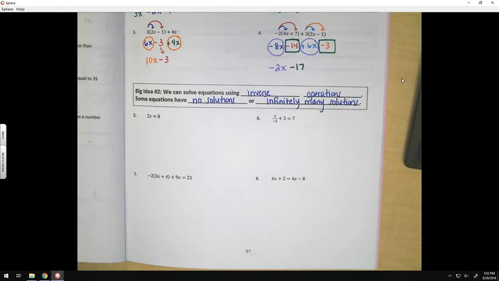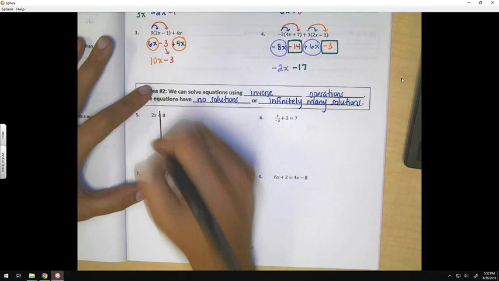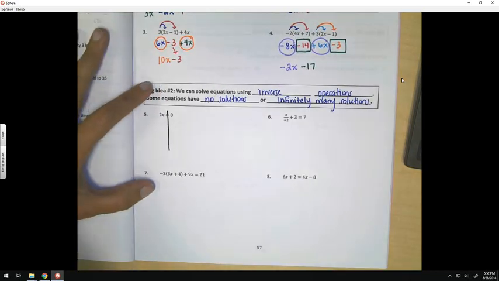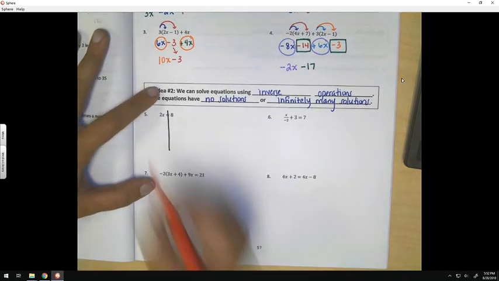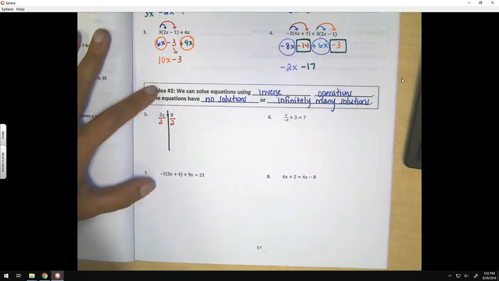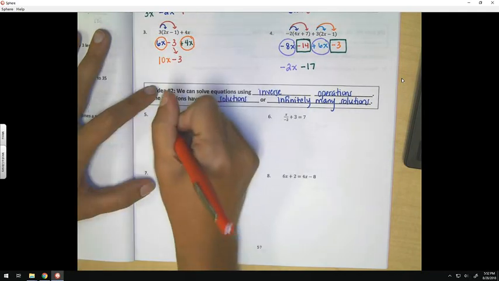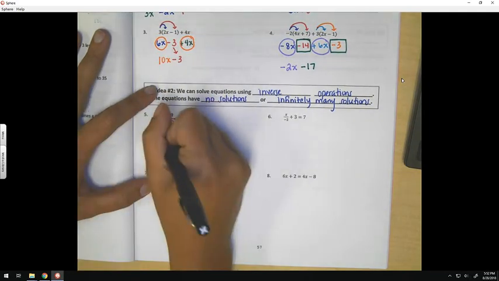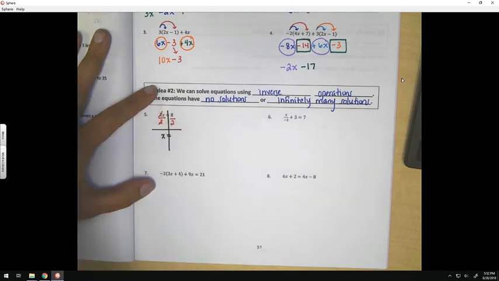Just like usual, I'm going to start by drawing a vertical line through my equal sign in problem number 5. Now, since the inverse of multiplication is division, I'm going to solve this by dividing by 2 on both sides. So the 2's cancel on the left side, and I'm left with x. And 8 divided by 2 gives me 4.